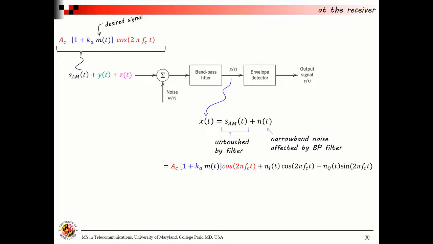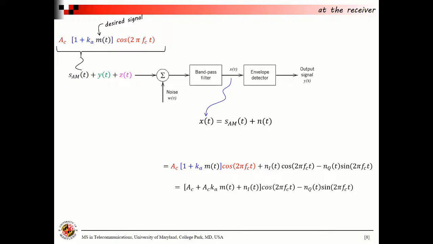And the narrowband noise, now that it's narrowband, we can write it in terms of its in-phase and its quadrature components. As you can see, Ni is its in-phase and Nq is its quadrature component. We can group everything that's multiplying the cosine together and everything that's multiplying the sine in another group. So we get all of the in-phase components of X and all of the quadrature components of X as well. The in-phase part is the part that multiplies the cosine. The quadrature is the part that multiplies the sine.